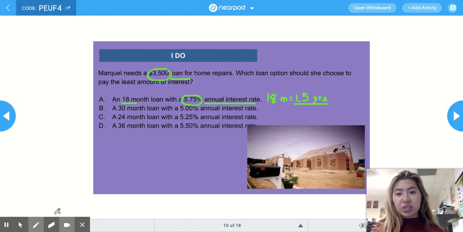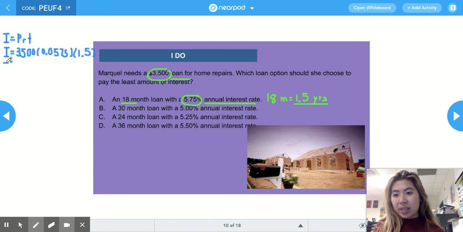So for this problem, we're just going to use the simple interest formula. So it's I is equal to P times R times T. So we have I is equal to, principal is 3,500. Rate in this case, 5.75 as a decimal is 0.0575. And then our time is going to be 1.5, not the 18.